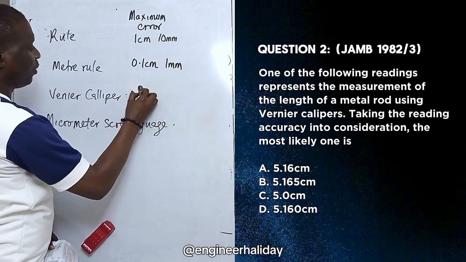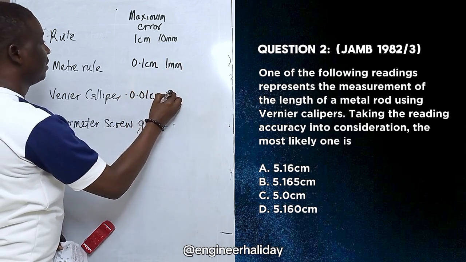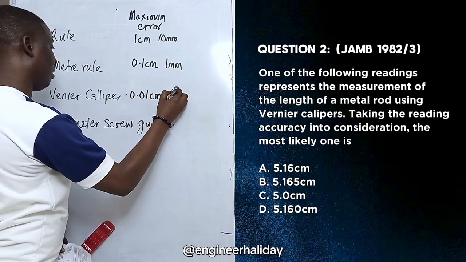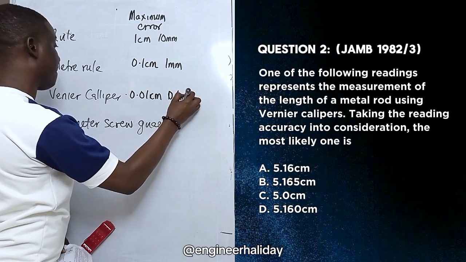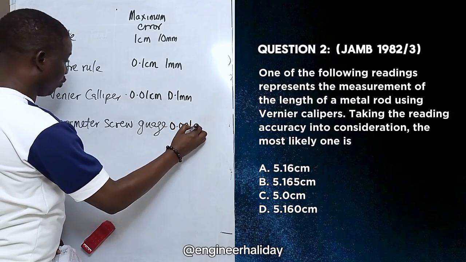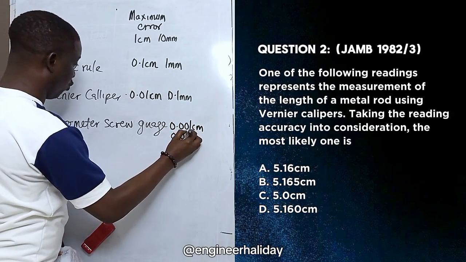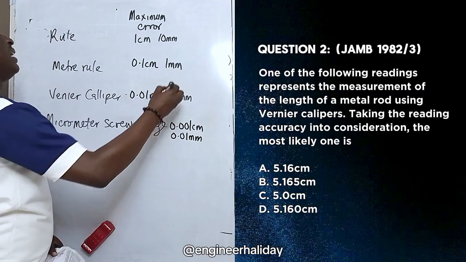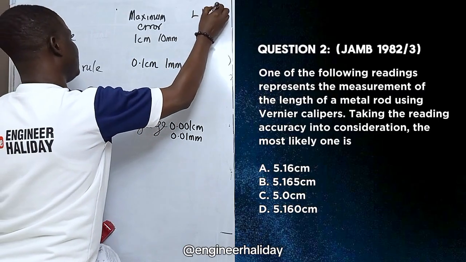Then this one should be 0.01 centimeter, or 0.1 mm. Then this one is 0.001 cm, which is 0.01 mm. Now, then we have what they call the least possible error.